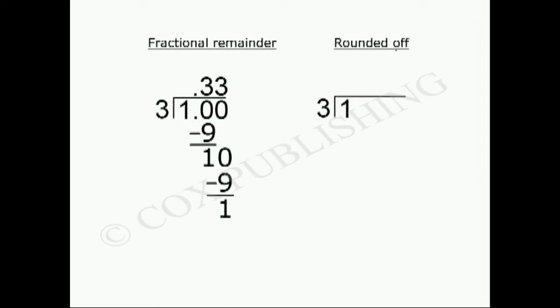If we keep dividing, we're going to keep getting a remainder of 1, so we'll stop after 2 places, and here's how we write the remainder. We take it and write it as a fraction 1 over the divisor 3, or 1/3. This number may look a little strange, and you may not be sure how to read it. It's read as 33 and 1/3 hundredths.